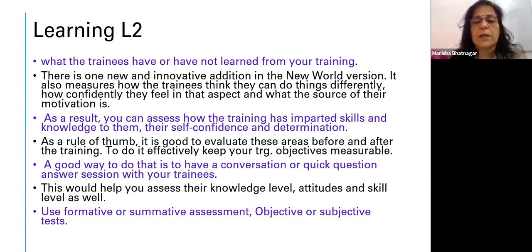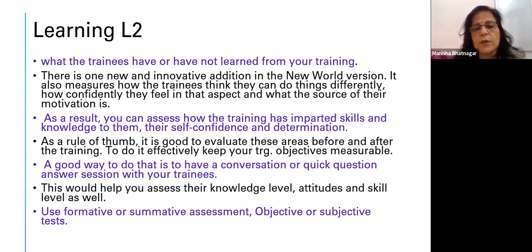As a rule of thumb, it is good to evaluate these areas before and after the training. So, even before the training begins, you can check the learning, you can have a test also, and you can put another one after the training is over to see the difference. What was their position earlier, and what is it after the training? To do it effectively, keep your training objectives measurable. By measurable, I mean if it is quantified, then it is easier.